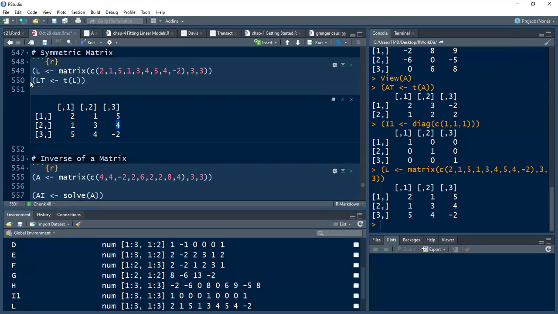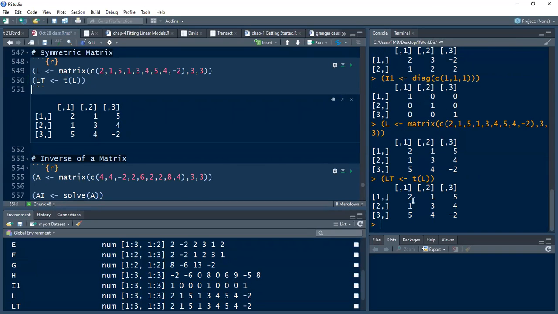So here we define another matrix. Let's call it LT, which signifies transpose. And we use the T function, which is the transpose. Control Enter. Okay. Notice that they're the same: 2, 1, 5, 1, 3, 4, 5, 4, negative 2. So a symmetric matrix is one whose transpose is the same as itself. Okay, that's what you mean by symmetric matrix.